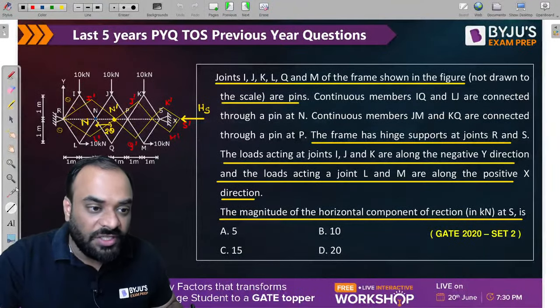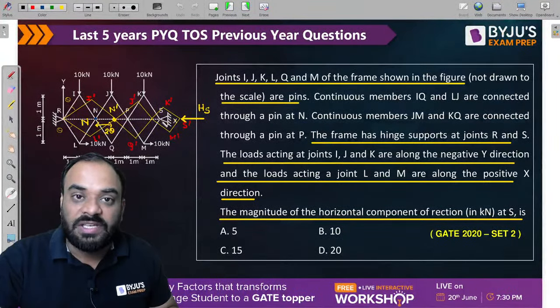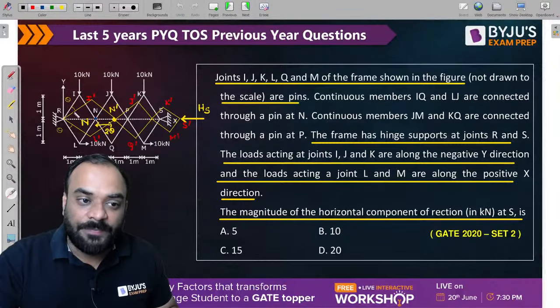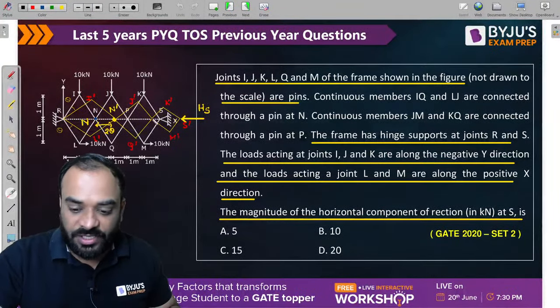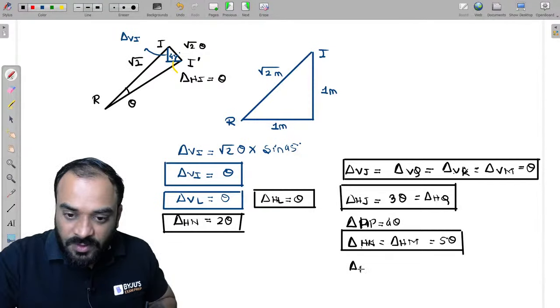Now tell me guys, what is the net displacement of joint S? We know that guys, it is shifted by 5 theta. This is also shifted by 5 theta. Then the net value of displacement of this joint is equal to how much? It is equal to 6 theta. देखो simple सी बात है. This one is shifting by theta value in the horizontal direction. Theta, 2 theta, 3 theta, 4 theta, 5 theta, and 6 theta, like this. You can count it. Okay? So can I write here guys, the value of delta HS is equal to 6 theta.